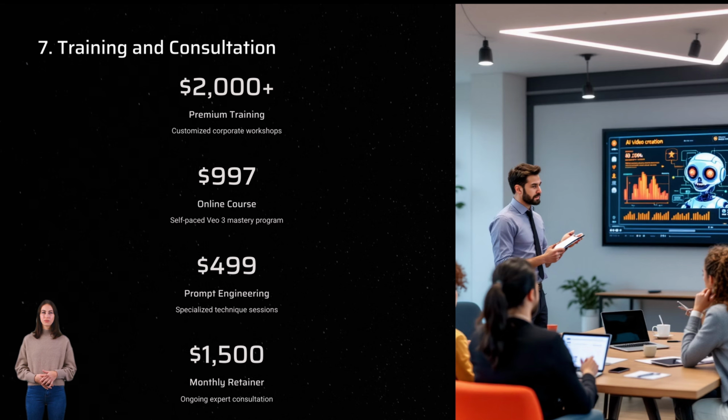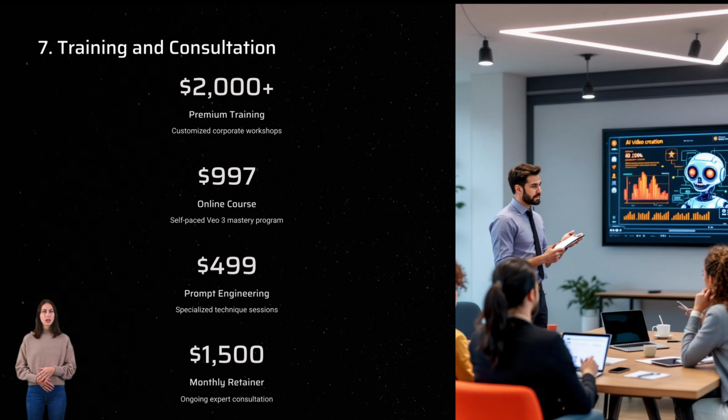There are 4 main training formats you can offer. First is premium corporate training. Offer in-depth, customized workshops to companies that want to upskill their internal teams. You could charge $2,000 or more per session, especially if you tailor the content to a specific industry, like real estate, education, or e-commerce. Training and consulting turn your knowledge into income. It's perfect for people who like working directly with others and positioning themselves as experts. And since AI is evolving rapidly, you'll always have new things to teach, which means your services stay in demand.